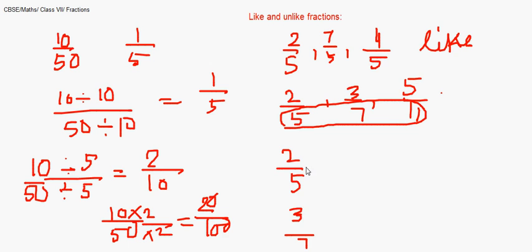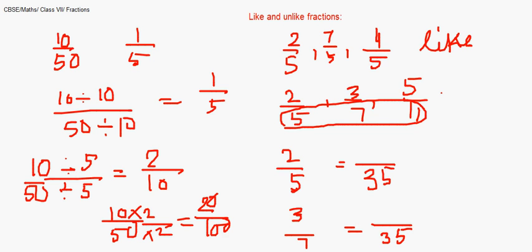The denominator of the first fraction is 5. The denominator of the second fraction is 7. So the LCM is 35. Now we'll find a fraction with denominator 35. Here also we'll do the same thing to find a fraction with denominator 35.